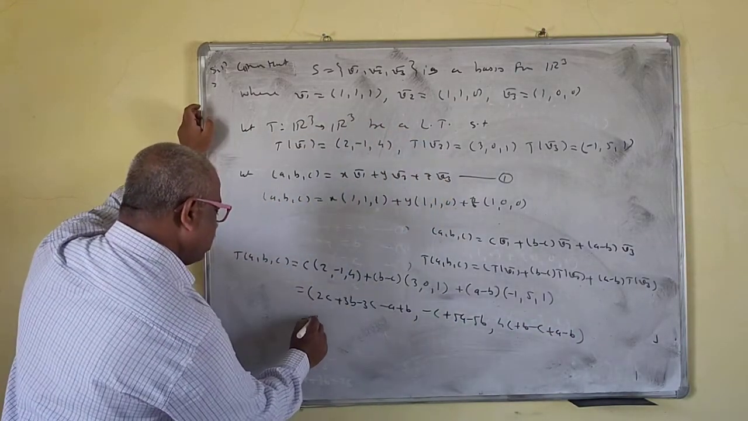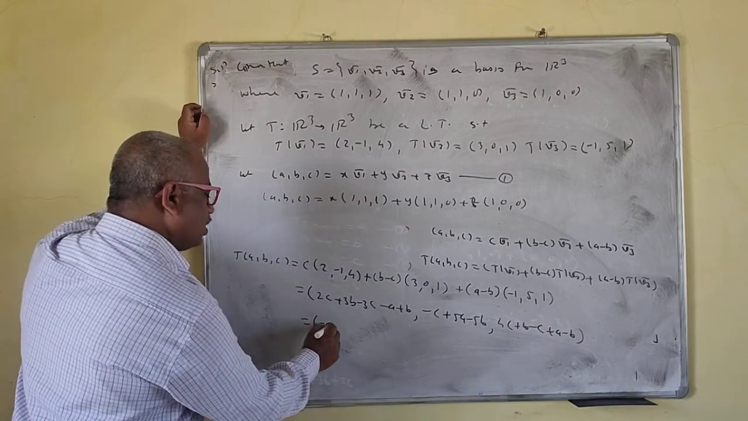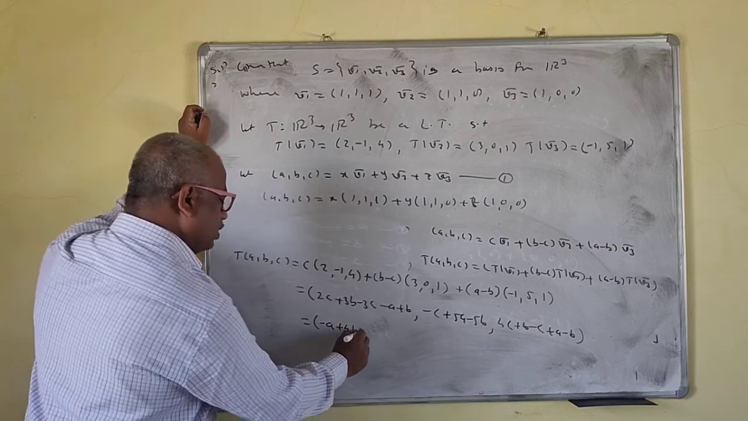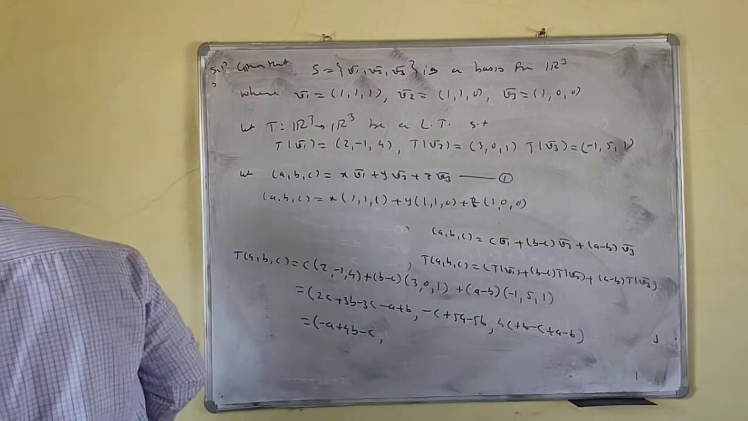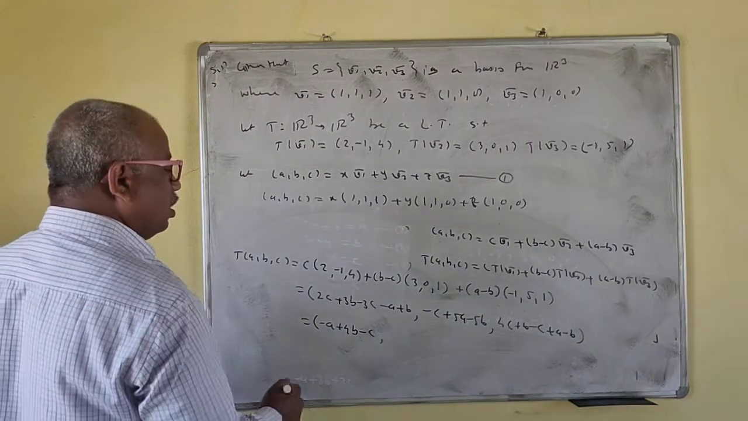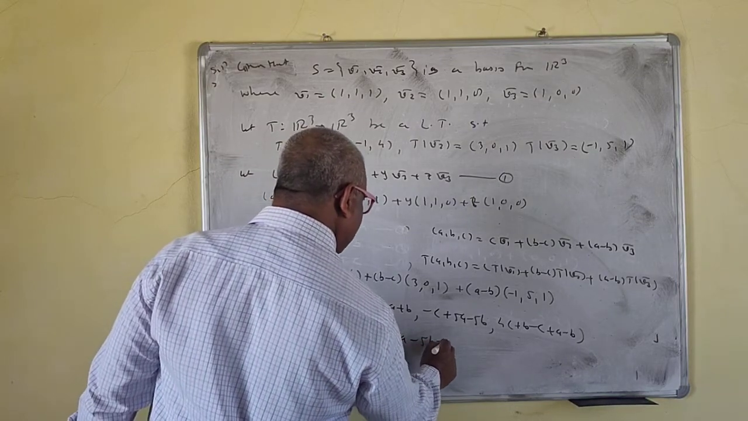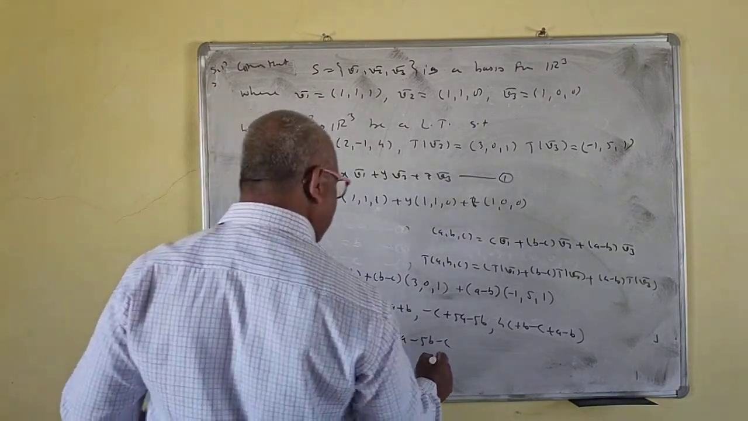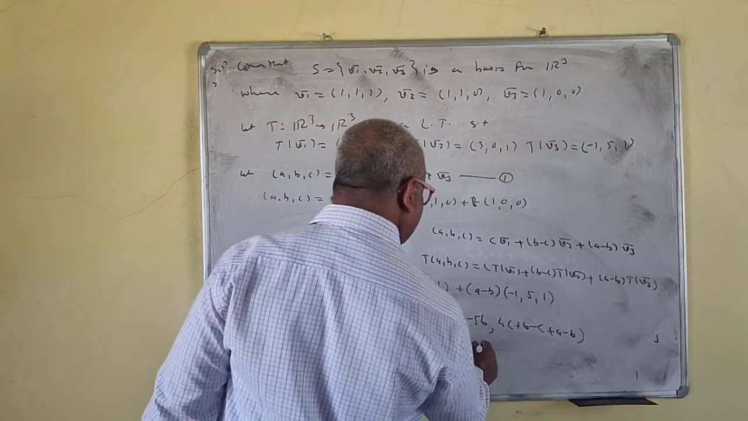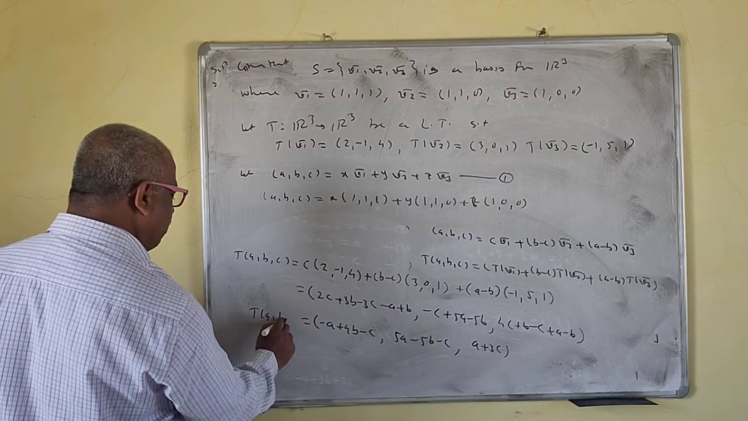So now we write in terms of A, B, C form. So this is minus A plus 4B minus C. Then we collect: 5A minus 5B minus C. Then here the B's get cancelled, plus 3C. So this is your T of A, B, C.